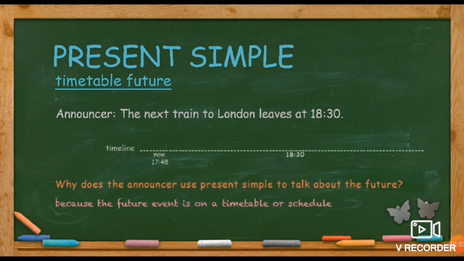Let's look at this on a timeline. The announcer, represented by A, makes the announcement at 17:45. The next train to London leaves at 18:30. The announcer uses leaves in the present simple.